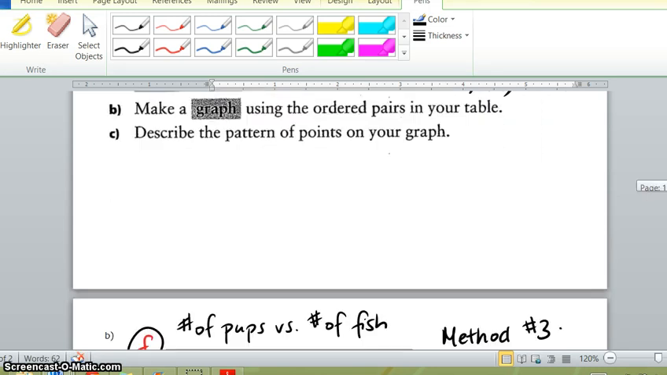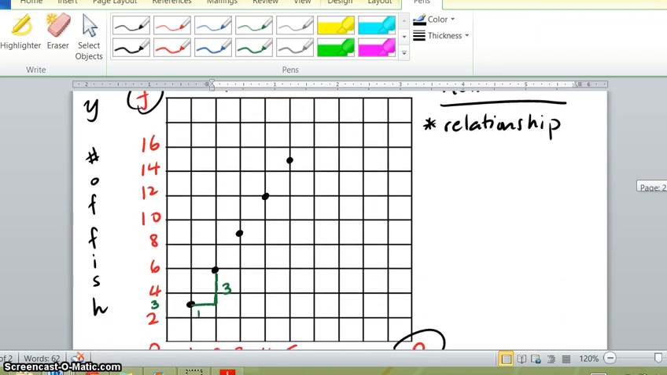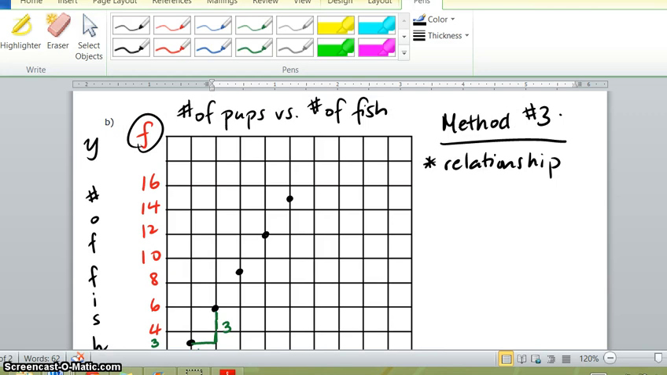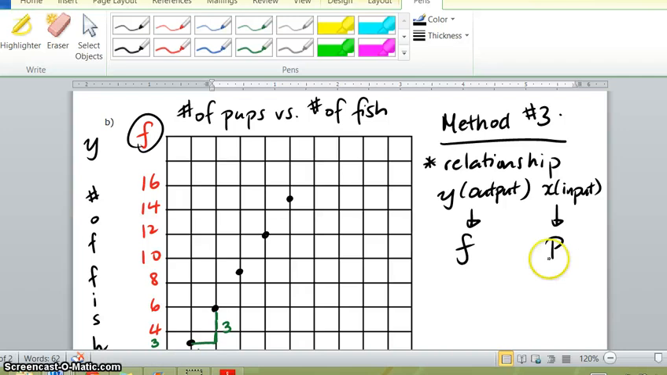Now, what may get confusing is that the variables here are different. Our y, or our output, in this case is actually the variable f. Our input, or our x, is actually the variable p. So we want to describe the relationship in terms of f and p. Remember, f being the output, p being the input. So to get from p to f, we have to multiply the input by 3.